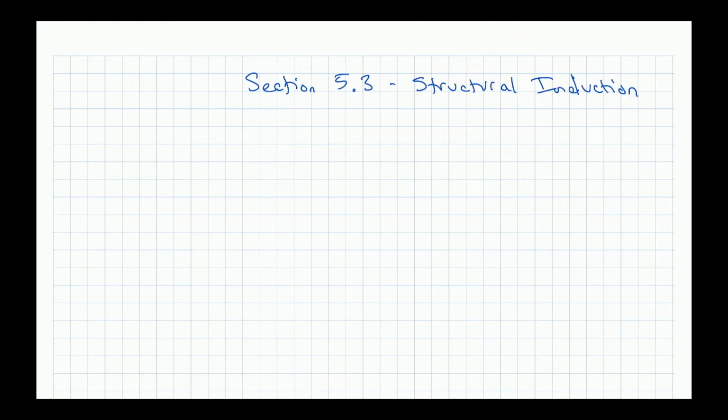Hello, everybody. So what we're going to be looking at today is section 5.3 in your book, which is structural induction. So that's a new topic, familiar to you, right? It's going to be a lot like the other forms of induction that we've already seen, but it's a new thing for us. But before we do that, we're going to go over one last thing from section 5.2 that we didn't go over.